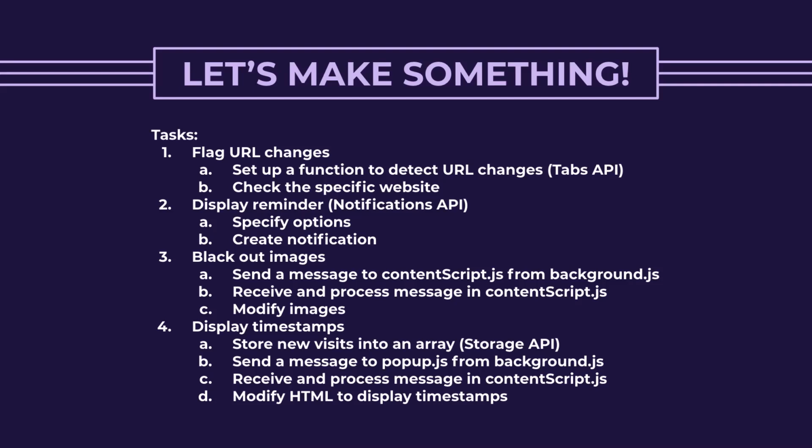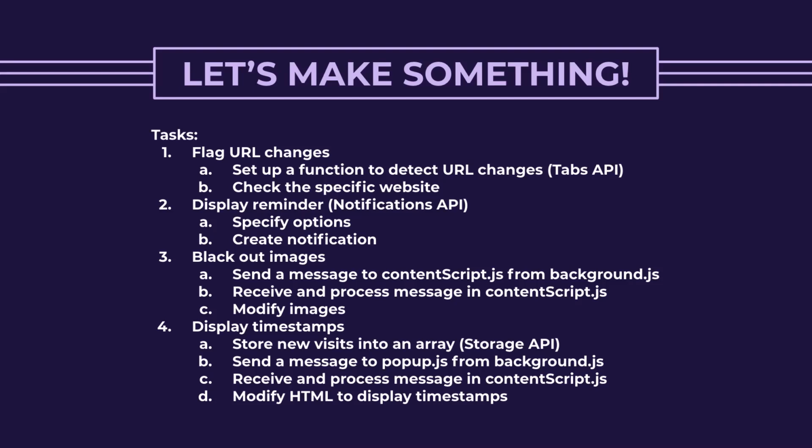But yeah, so I want to flag whenever I visit YouTube. And the way I'm going to do that is I'm going to set up a function to detect URL changes. And this is going to be through the tabs API provided by Chrome. And then when I see that the URL has changed, I'm going to check that URL and say, is this a site that is YouTube?